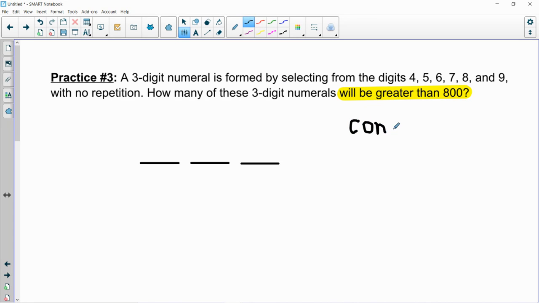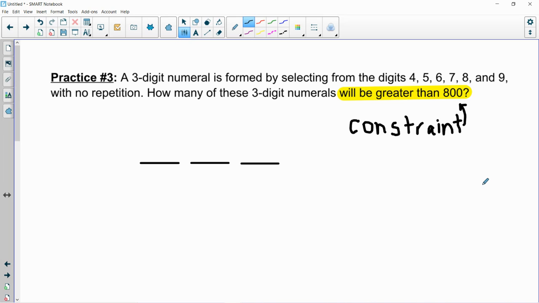I'm trying really hard to write neat. I hope you guys know I'm using a mouse right now. It is not easy. This is a constraint. What does a constraint do? It limits the amount of options you have.